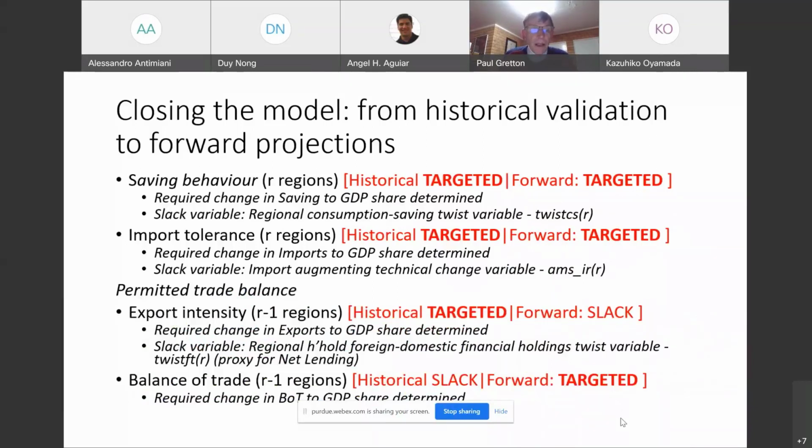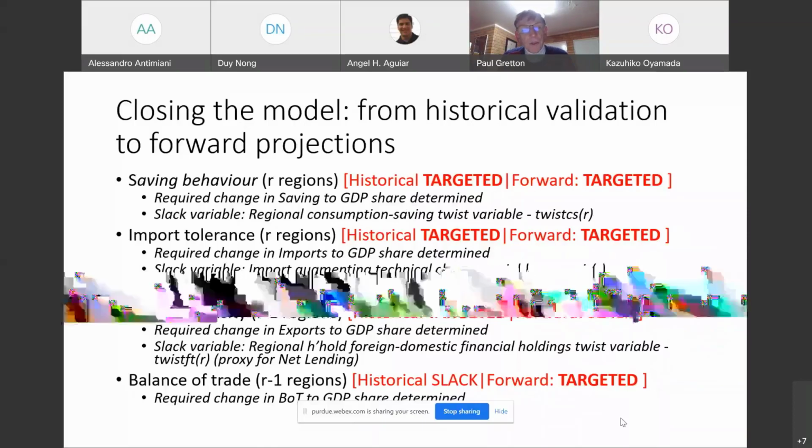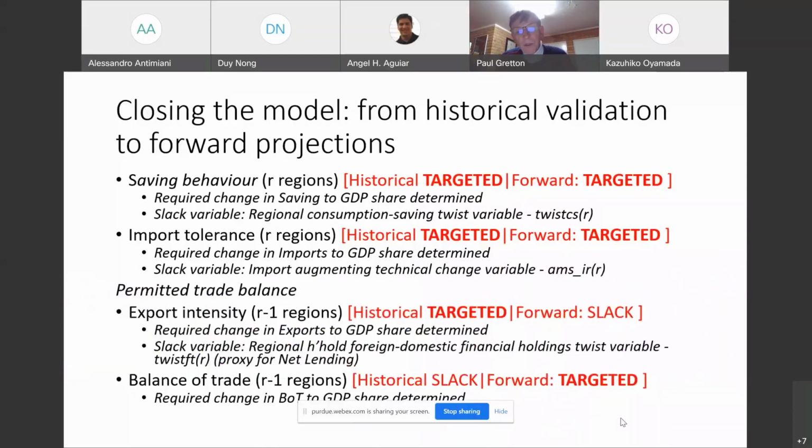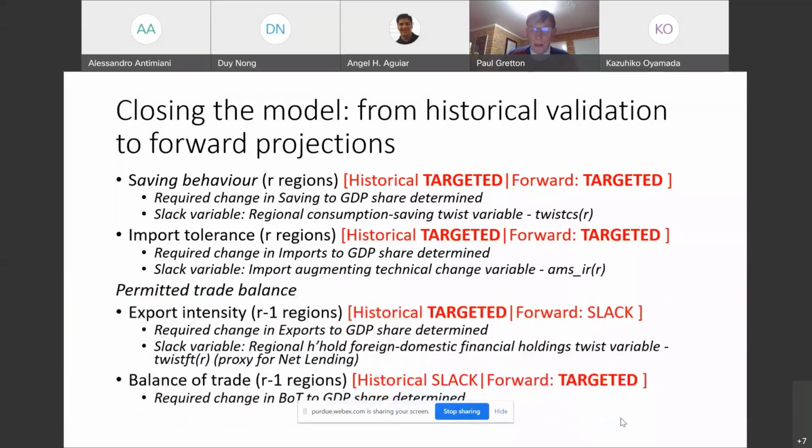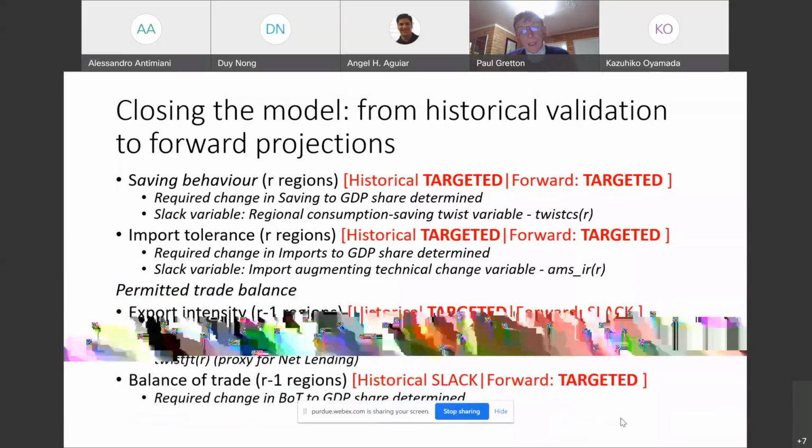Now, in the long run, seeing I'm targeting imports in every year, my natural target variable is the balance of trade. In other words, the permitted trade balance. So in the historical period, the balance of trade is endogenous, and in the long run, it's exogenous, and the export intensity varies. But you can see it all balances out. But I think logically, the sensible thing is to target the balance of trade in the long run.